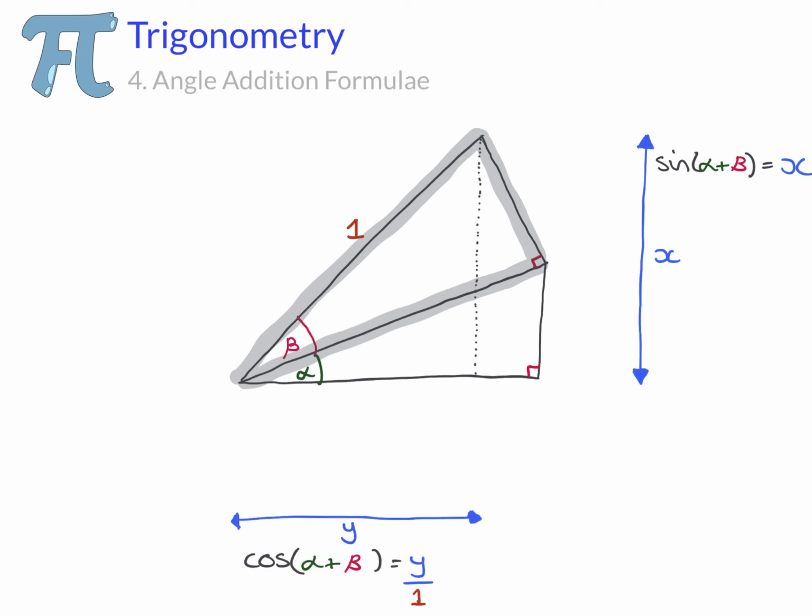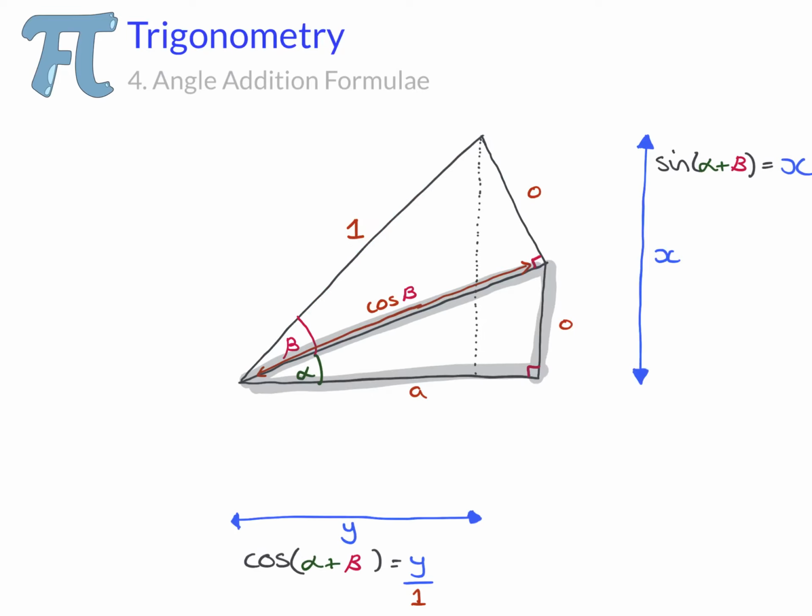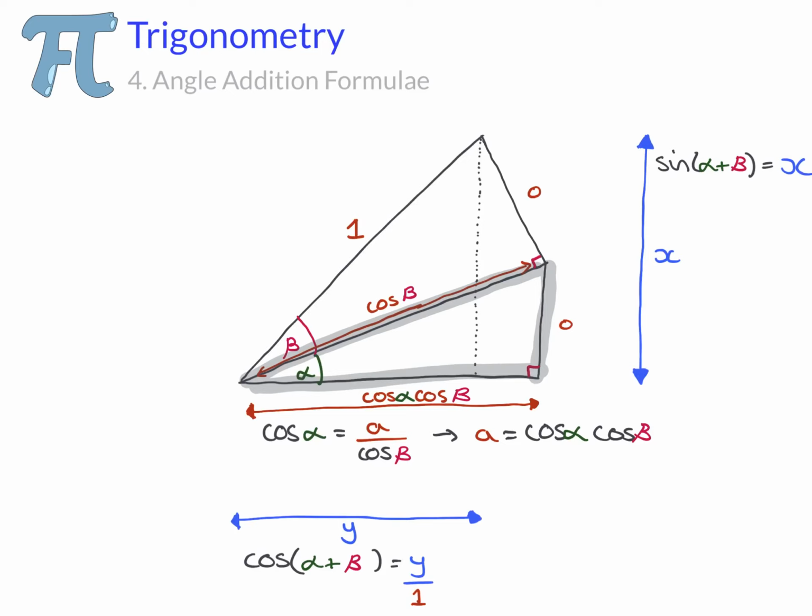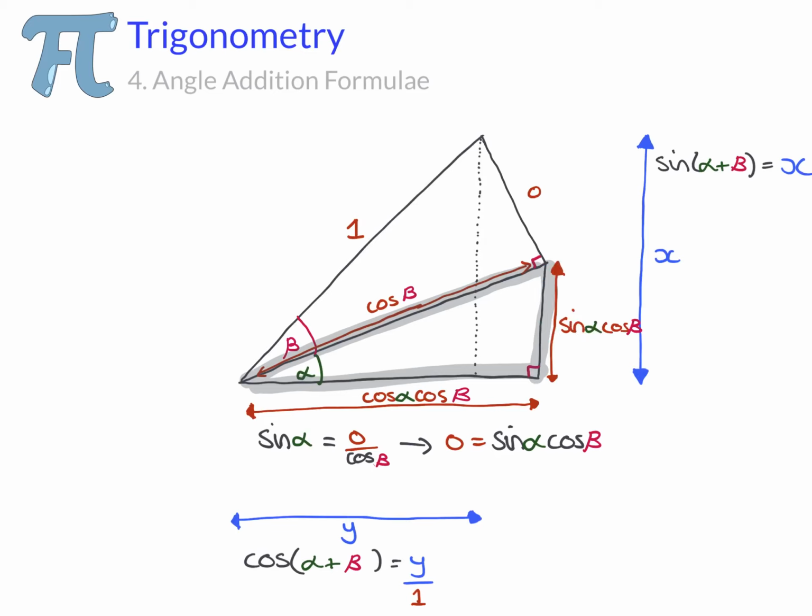First, look at the beta triangle. Using trigonometry, we see that cos beta is equal to this adjacent side over 1, and so this side is equal to cos beta. We can use this in the alpha triangle, since this is the hypotenuse of that triangle. Cos alpha is equal to this adjacent side over the hypotenuse, cos beta, and so this side is equal to cos alpha times cos beta. Similarly, this side will be sine alpha times cos beta.